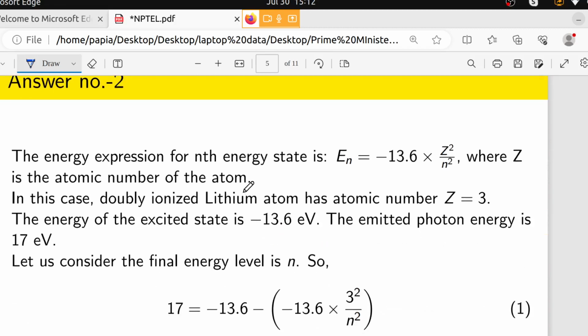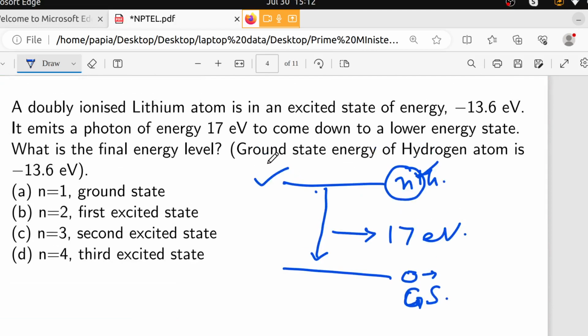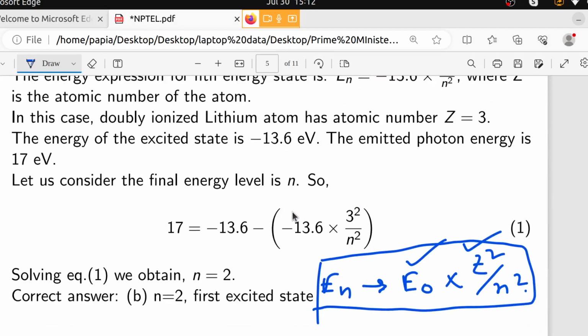This is a very simple one. Obviously in quantum mechanics, En is E0 into Z square by n square. This is the expression for En. What is Z? Z is the atomic number of that atom, and E0 is the ground state energy of the hydrogen atom. Here it is given that the ground state energy of hydrogen atom is minus 13.6 electron volt.